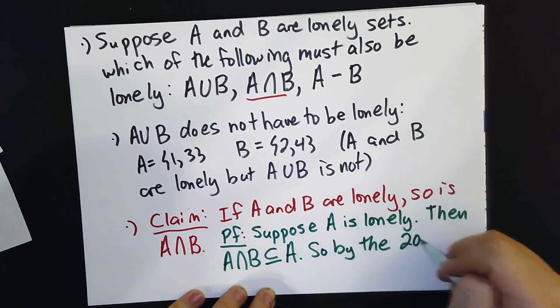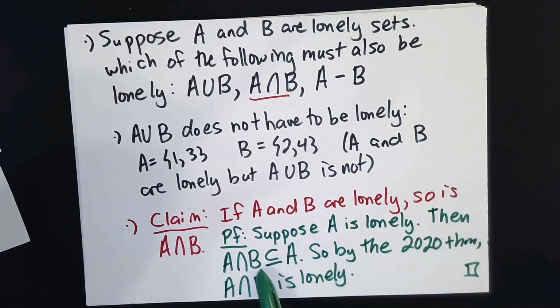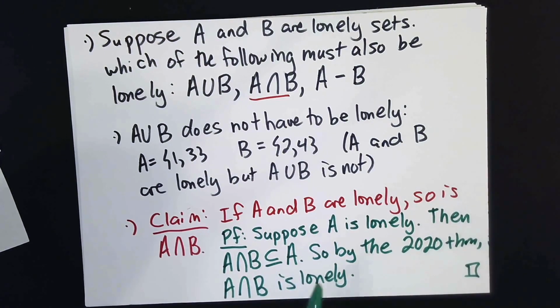Namely, all we really have to write is this. Suppose now that A is lonely. You can also suppose that B is lonely if you want, but as we saw above, you don't have to. Then A intersect B is a subset of A, just by the definition of intersection. So by the 2020 theorem, which said that if you have a subset of a lonely set, then it's lonely, A intersect B is lonely, and then we're done.